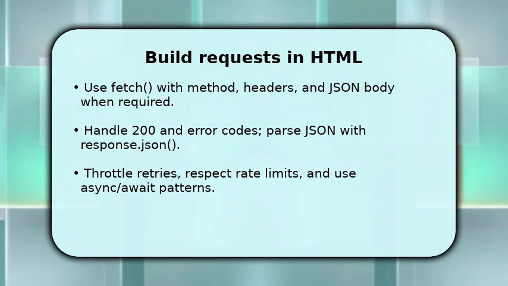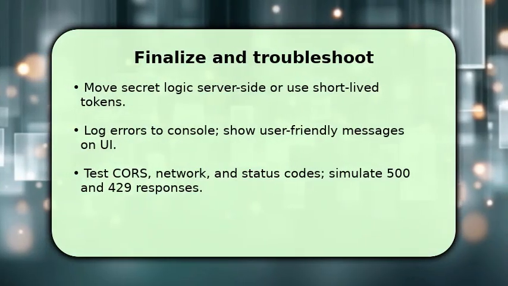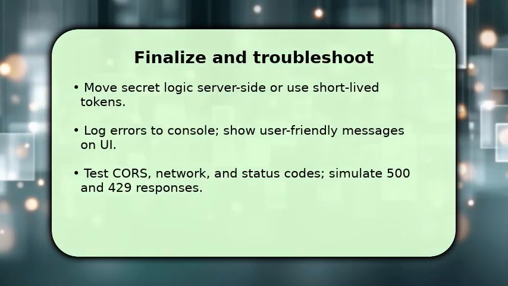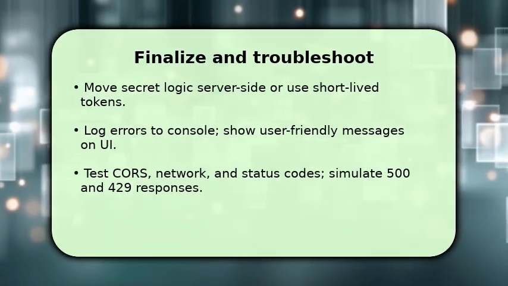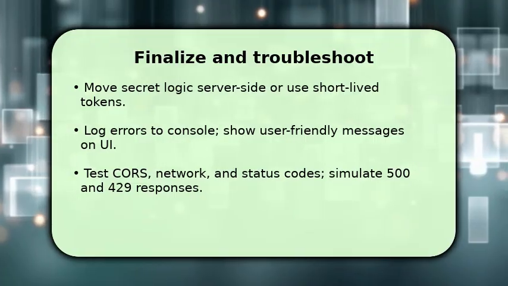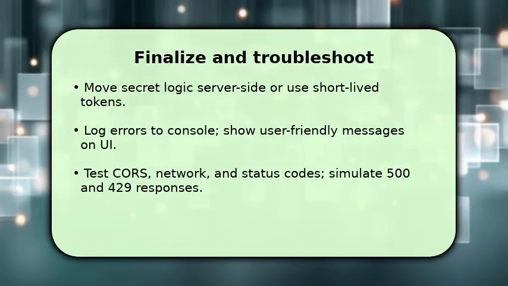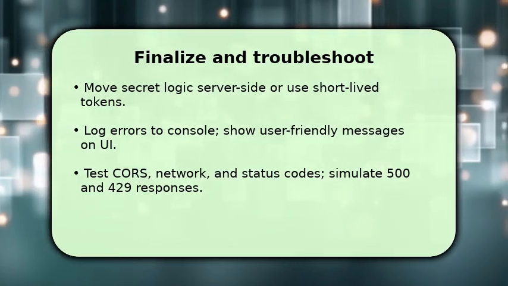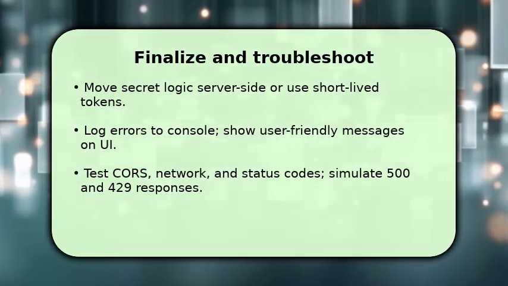Finish by moving secrets off the client. Implement a tiny proxy endpoint that attaches the API key server-side, and have the HTML call that proxy. Once done, add graceful UI messages for loading, success, and failure states. Make sure to log useful errors to the console for debugging.